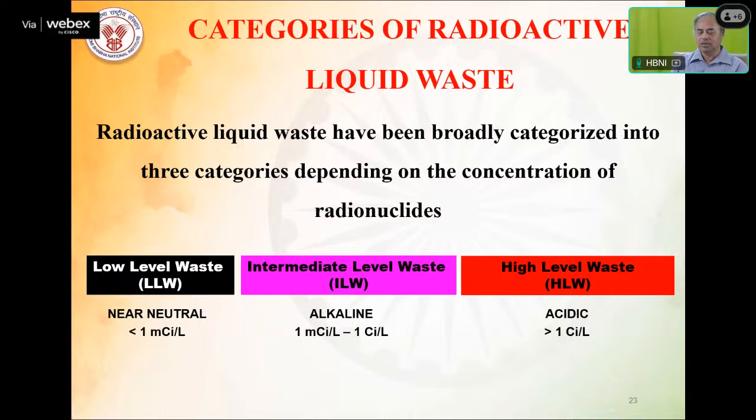It has to be carefully handled and processed in such a way that activity is removed and managed properly. Then high level waste, this is the case where activity is larger than 1 curie per liter. So radioactive liquid waste has been broadly categorized into three categories depending on the concentration of radionuclides. So in terms of activity, it is defined as low level waste, intermediate level waste or high level waste.